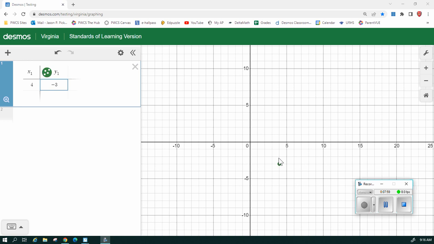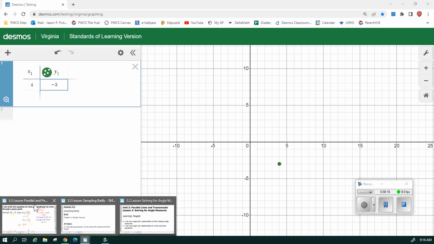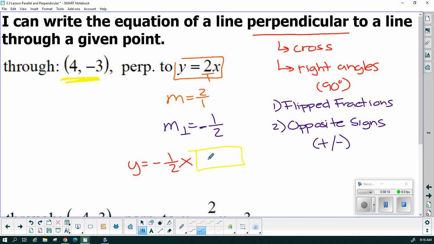So if I go up 1, left 2, up 1, left 2, up 1, left 2, I'm going to cross my y-axis right here at negative 1. And so my y-intercept is going to be negative 1. And so I can complete my equation by saying minus 1.